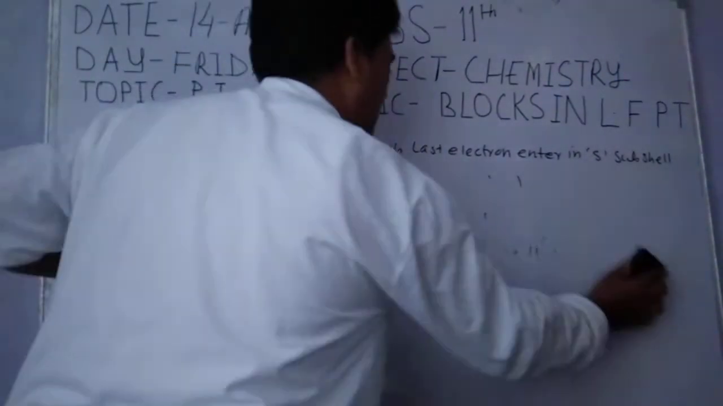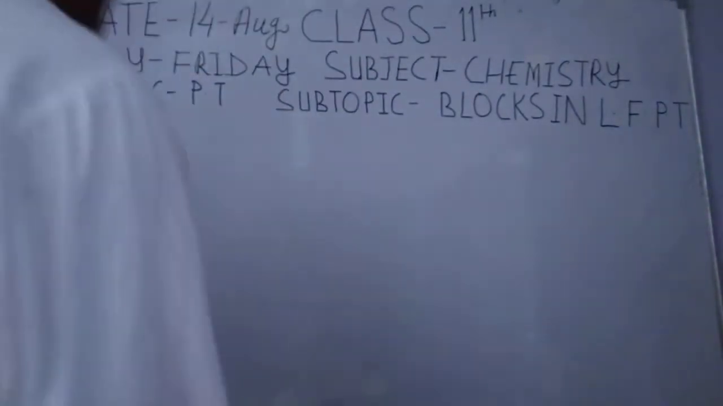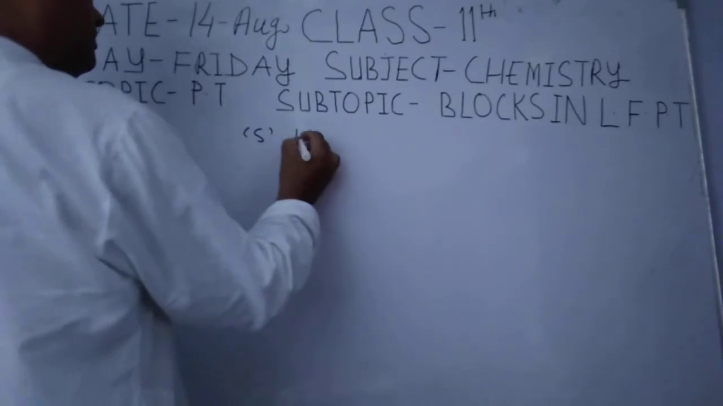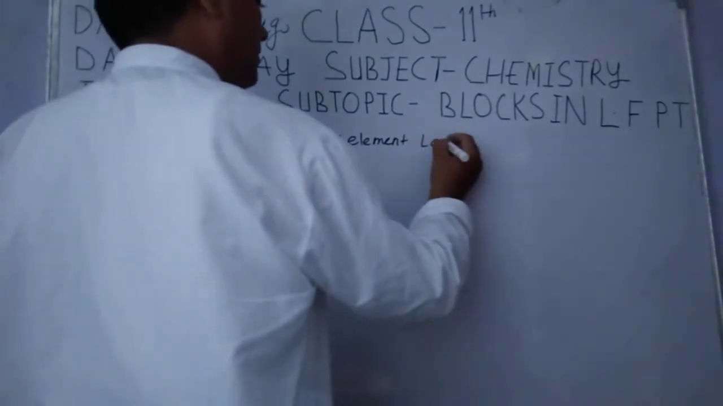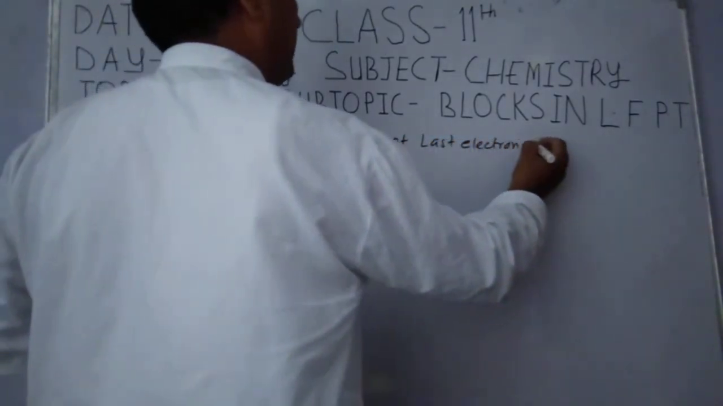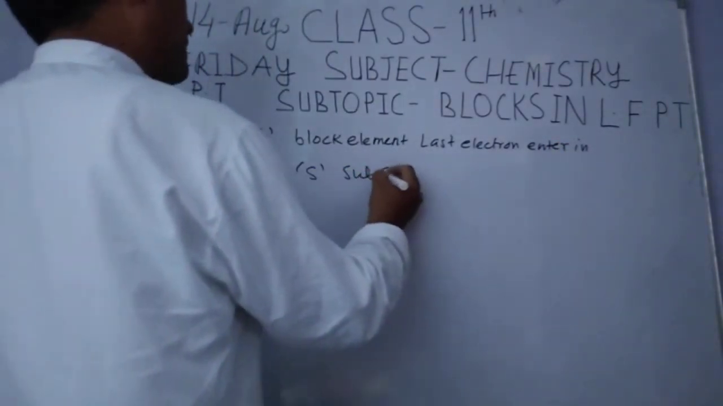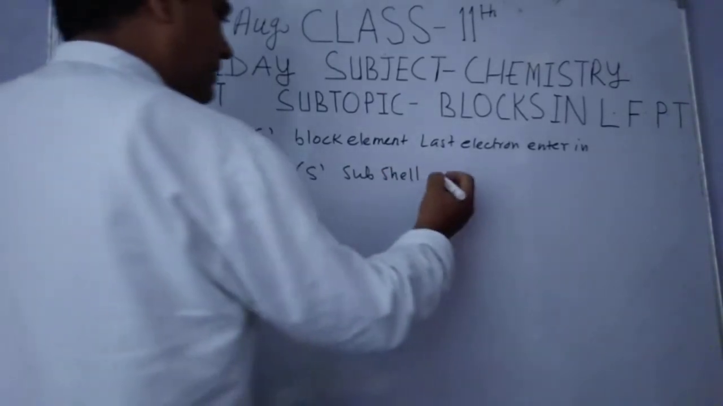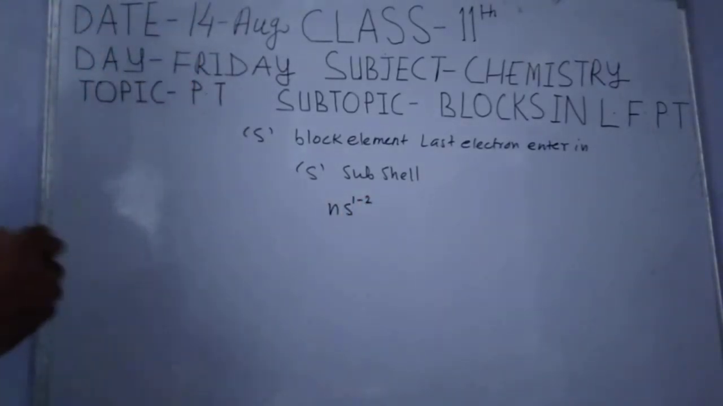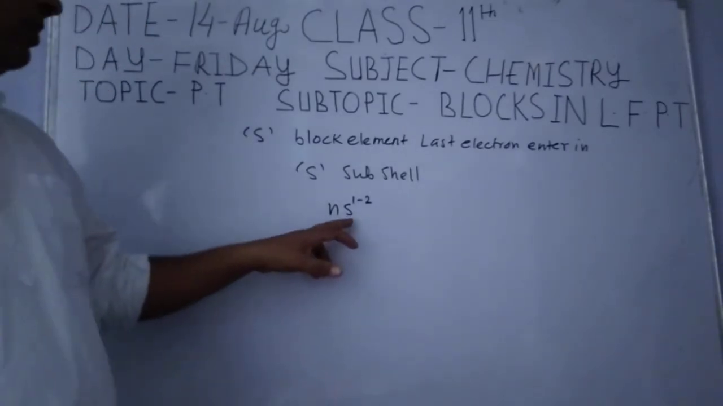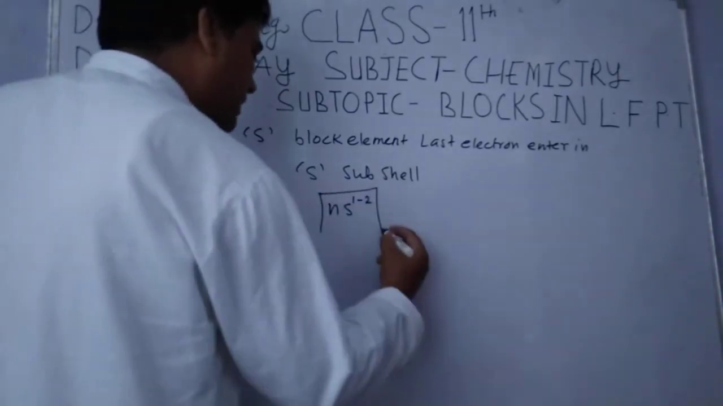Next, so in S block elements, last electron enter in S subcell, so electronic configuration is written as ns1-2, because in S block it contain 1 electron or 2 electrons, so the electronic configuration is written as ns2.